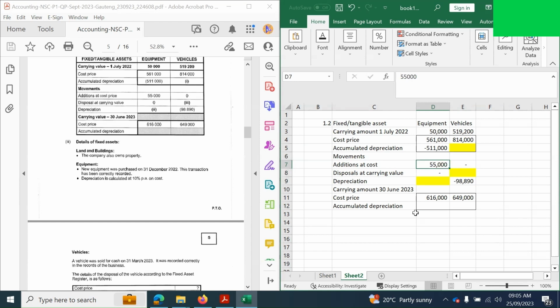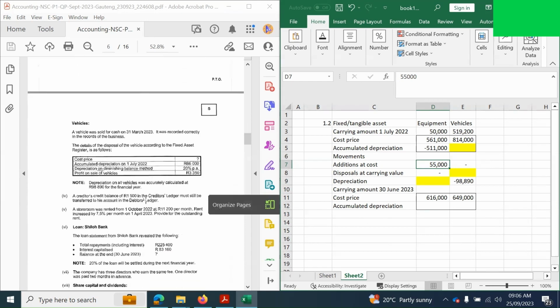Okay, and the transaction was recorded correctly. Again, that's telling you that the numbers you see have already taken these additions into account. So this cost price, for example, already includes the new equipment that was bought. Depreciation is calculated at 10% per annum on cost. So 10% per annum is similar to saying the useful life is 10 years. So you can use 10 years or you can use the 10%.